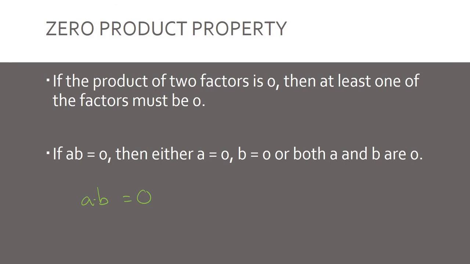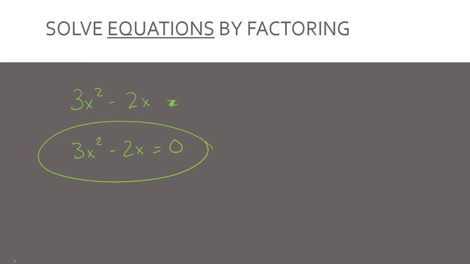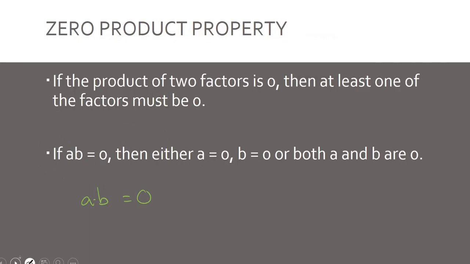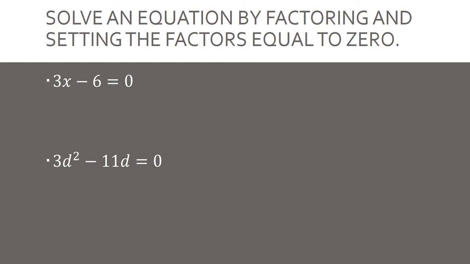I can't think of any two numbers that I can multiply together to get 0 unless one of these is 0. So when we have a product of any two things equal to 0, like, well, we got to factor it first, hold on. Then we can always set them equal to 0. Alright, so let's look at the first example.